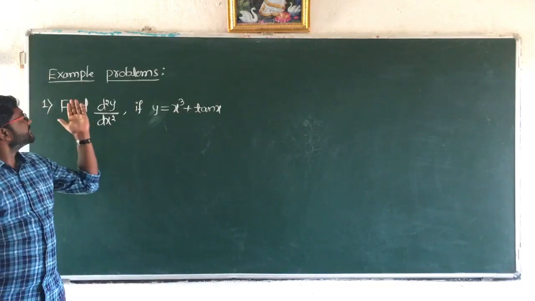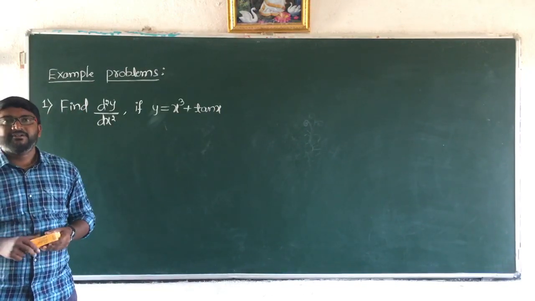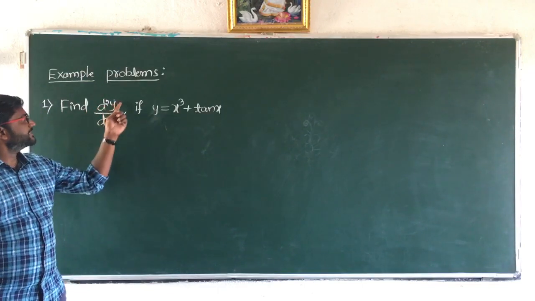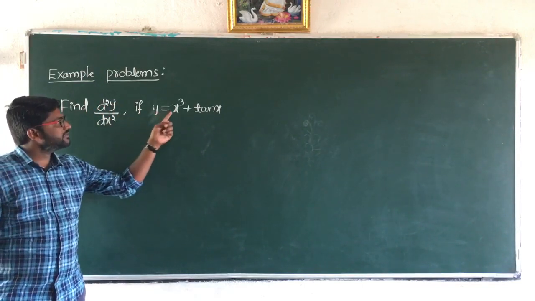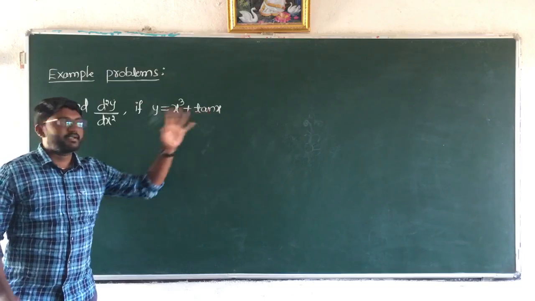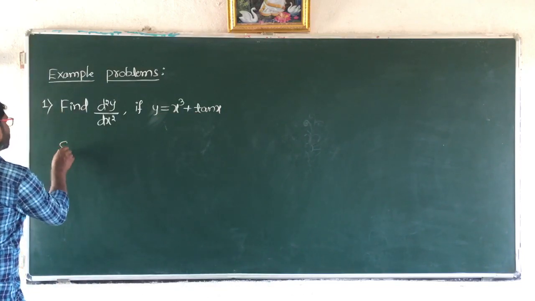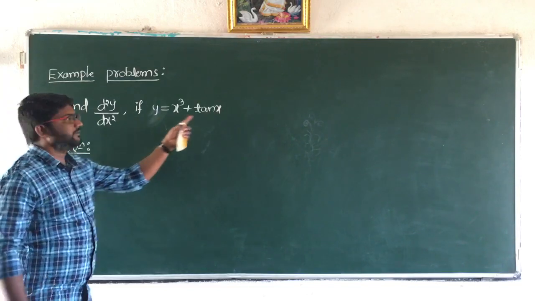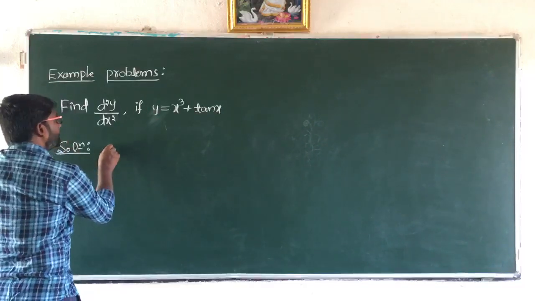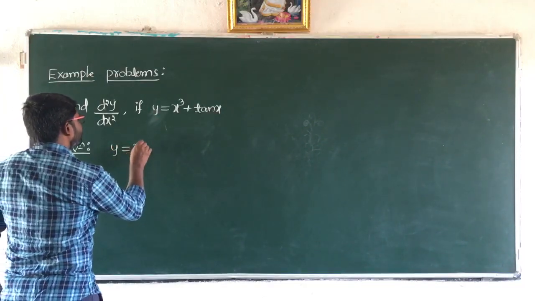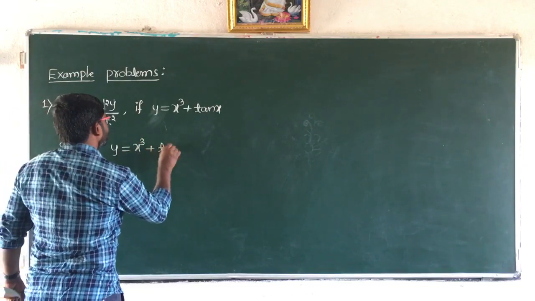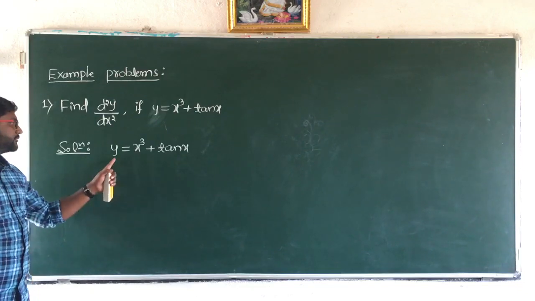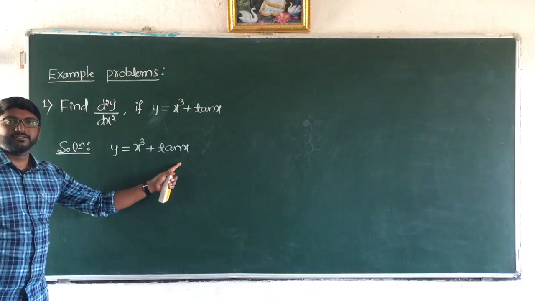Well, let us solve some example problems of second order derivatives. Here I have taken the first example. Find d square y by dx square if y equals x cube plus tan x. So let us go ahead to the solution now. First I will write the given function: y equals x cube plus tan x. Differentiate both sides with respect to x.